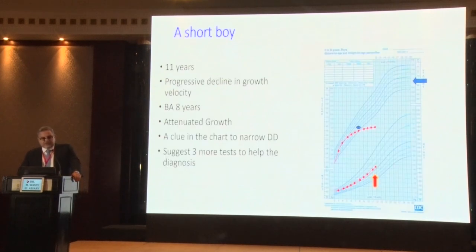Another short boy, 11 years, progressive decline in growth velocity. Bone age is 8 years. This is attenuated growth, so we have a problem here. A clue in the chart to the differential diagnosis, shown by the arrow, is the fact that his weight is creeping up. His weight is up and his height is down. Suggest 3 more tests to help with the diagnosis. IGF-1, IGF-BP3, and thyroid function tests. These are the most likely.